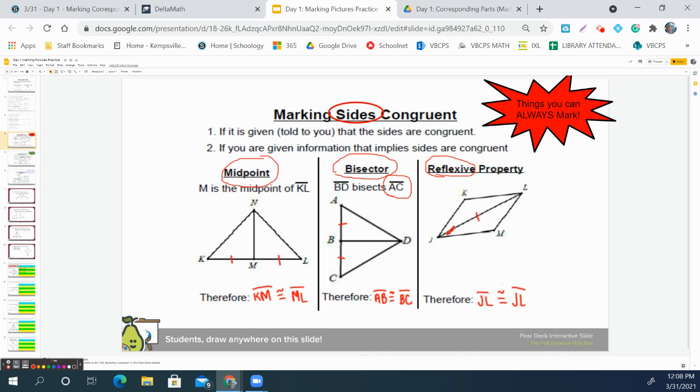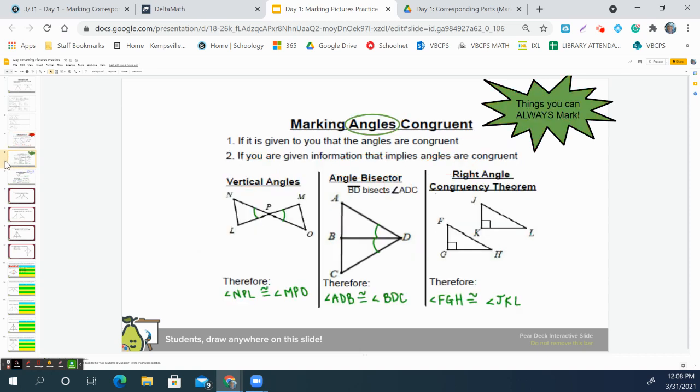So those two sides are the same, right? We talked about that yesterday. So just kind of a review from the notebook. Angles, same thing. You can always mark vertical angles. Sometimes you need to label them with three letters so you know the difference between the left side of P and the right side of P. So that's the whole reason we have those three letters.